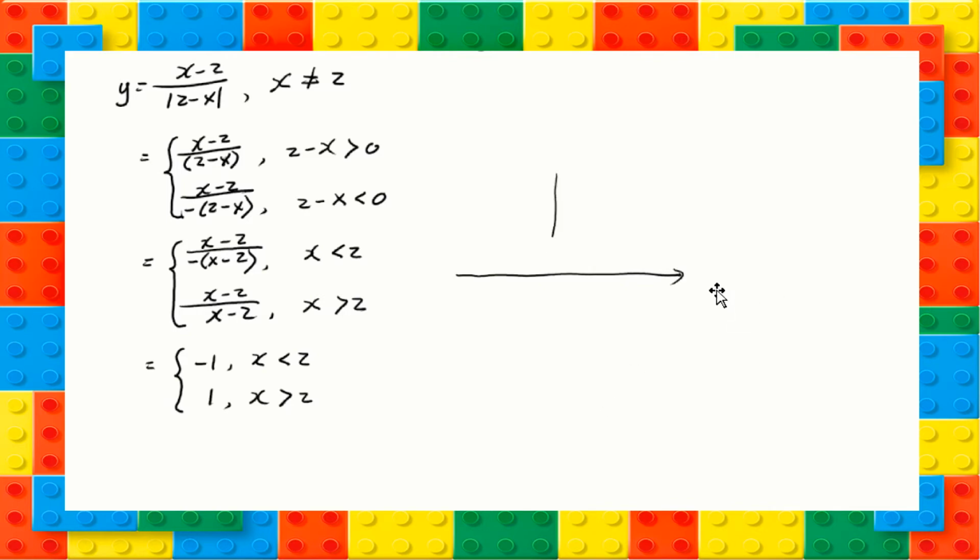So first we draw the x-axis and y-axis, and we try to mark the value of x, which is equal to 2, mark the y, negative 1 and 1. Now when x is less than 2 but not including 2, the value of y is negative 1. When x is 2 and greater than 2, the value of y is 1. So finally, this is the graph of the function.